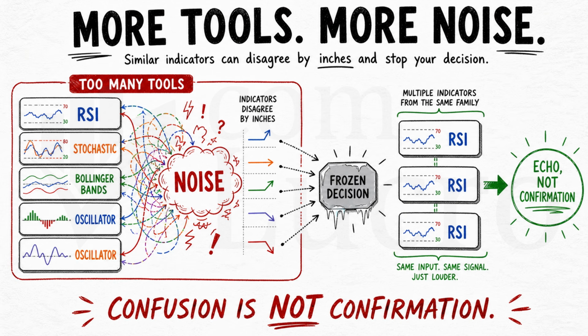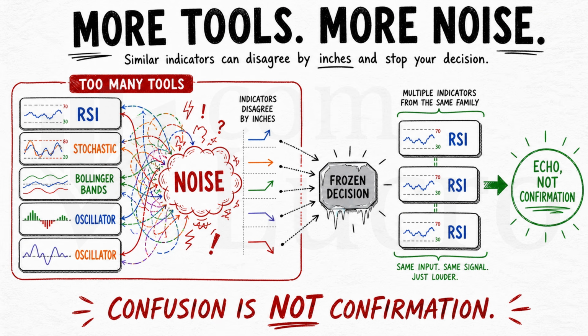Before we look at specific examples, there's one mistake I need to address because it's the most common one I see: using too many indicators at once. Open the chart of almost any struggling trader and you'll find the same picture. RSI, stochastic, Bollinger Bands, a couple of oscillators, all stacked on top of each other.